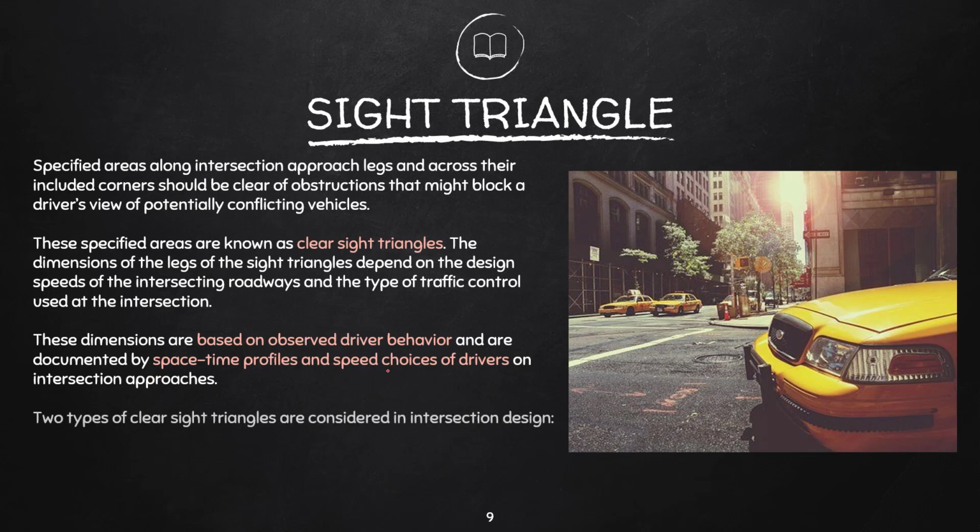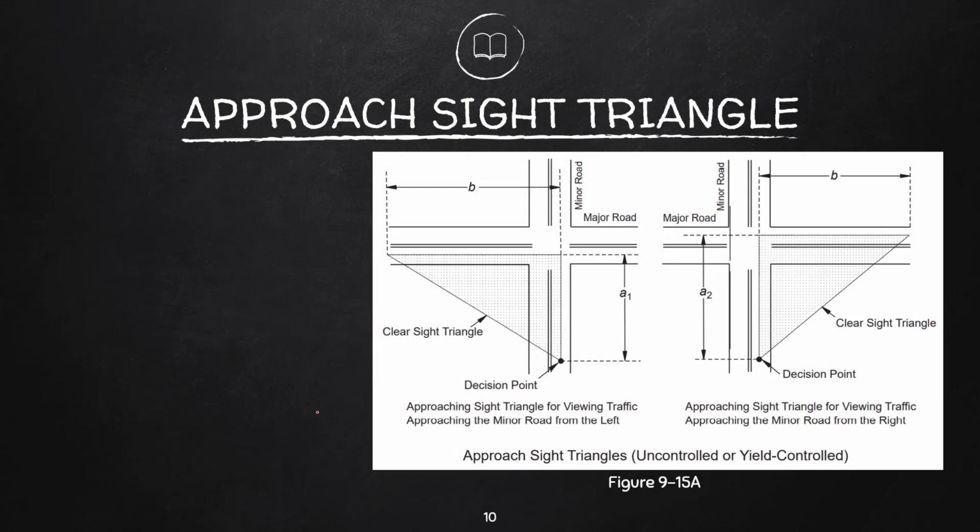graphs. Two types of clear sight triangles are considered in intersection design. The first one is the approach sight triangles, and the second is the departure sight triangles. So we'll be going over these two types of clear sight triangles in the next slides. We'll start with the approach sight triangles.